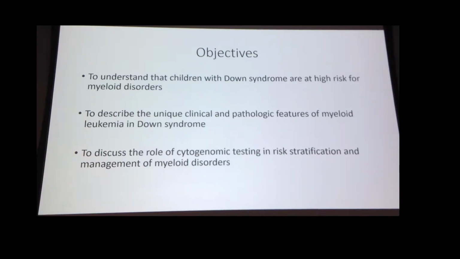Okay, so here are a couple of objectives for my talk today. I just want you to understand by the end of the talk that children with Down syndrome are at extremely high risk for myeloid disorders. I'm going to describe to you some of the unique clinical and pathologic features of myeloid leukemia in children with Down syndrome. And then finally, I'd like to discuss the role of cytogenetic testing in risk stratification and management of myeloid disorders, with a particular eye to myeloid leukemia in kids with Down syndrome.